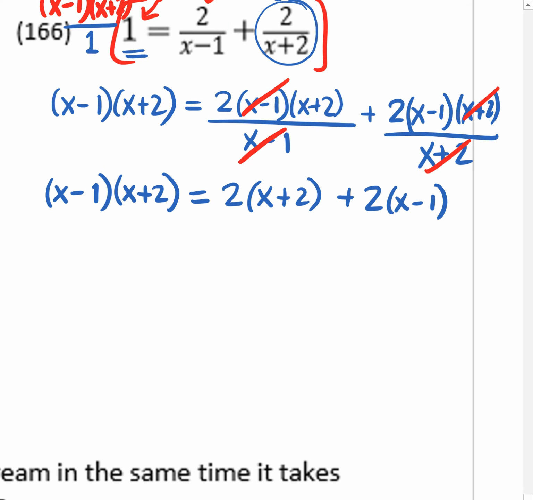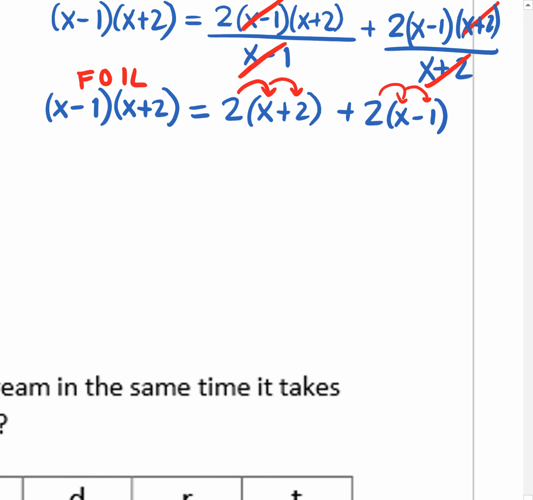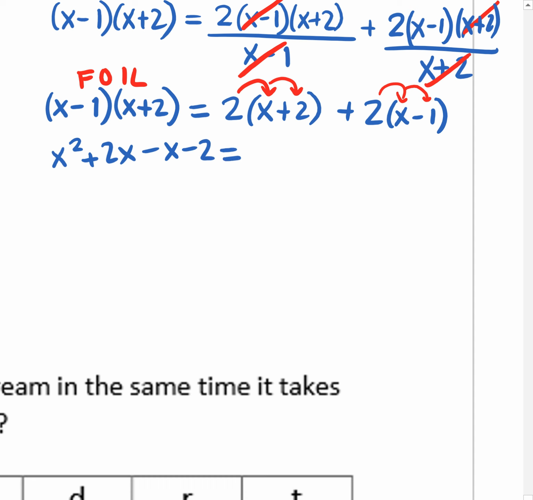Alright, now to solve this, having all these parentheses and things stuck inside parentheses isn't really helping. I'm going to have to undo all these parentheses by FOILing and distributing stuff. So I'm going to FOIL this out here, and then distribute this 2 here, distribute this 2 here. And we'll see what kind of shenanigans we get into after that. If I FOIL the left side, it'll become x squared plus 2x minus 1x, or x, minus 2. On the right side, if I distribute the first 2, I get 2x plus 4. If I distribute the second 2, I get 2x minus 2.